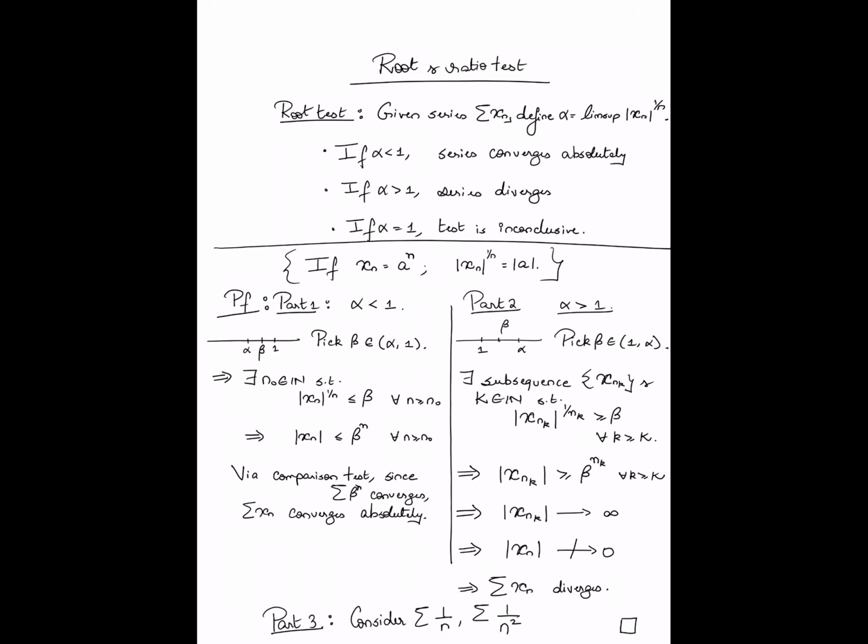And again, you can see that the examples where the test is inconclusive are precisely those places where the summands don't have a dominant exponential behavior in their decay. In both examples that I gave, summation 1 by n and summation 1 by n square, the summands have a power law or polynomial-ish decay, and it is precisely in those cases that the root test is inconclusive. All right, so that gets us to the end of the root test.